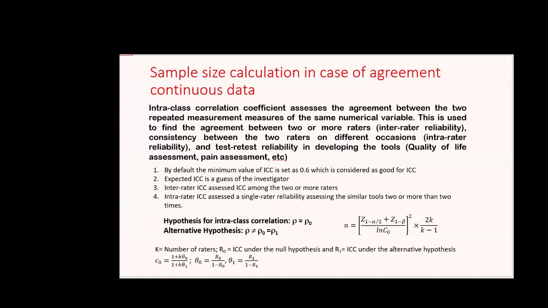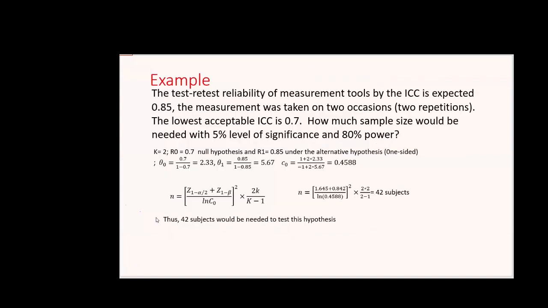Now I will take one example for intra-class correlation to understand this. The test reliability of a measuring tool, the ICC, is expected to be 0.85. The measurement was taken on two occasions, two repetitions, and the lowest acceptable value is 0.7. Now instead of 0.6, I am taking 0.7 as my lowest acceptable value. I need greater than this, and I expect in my study it is 0.85.